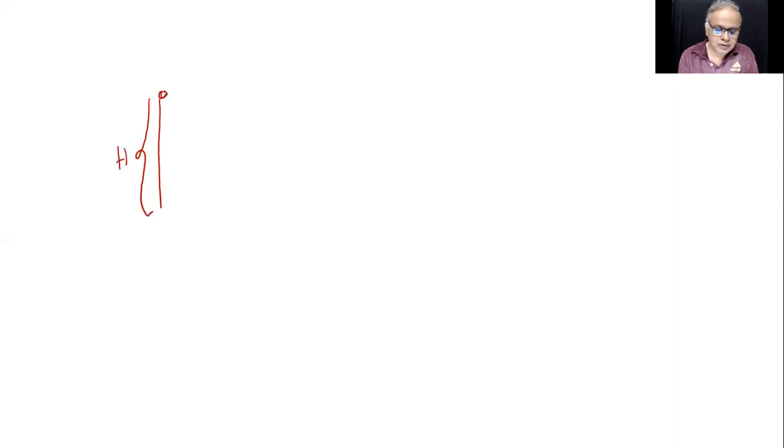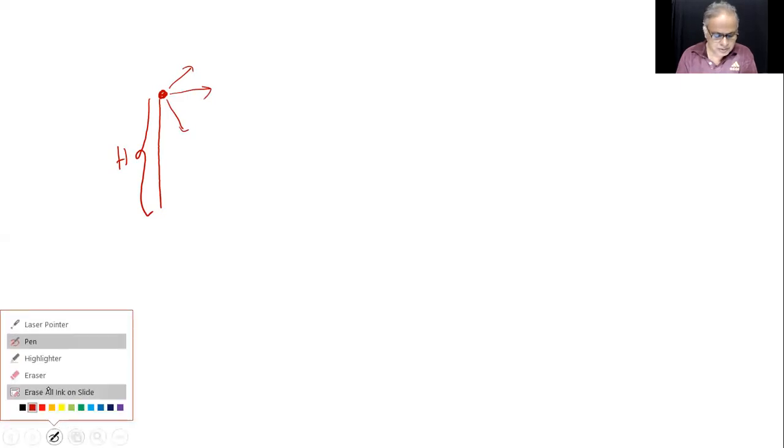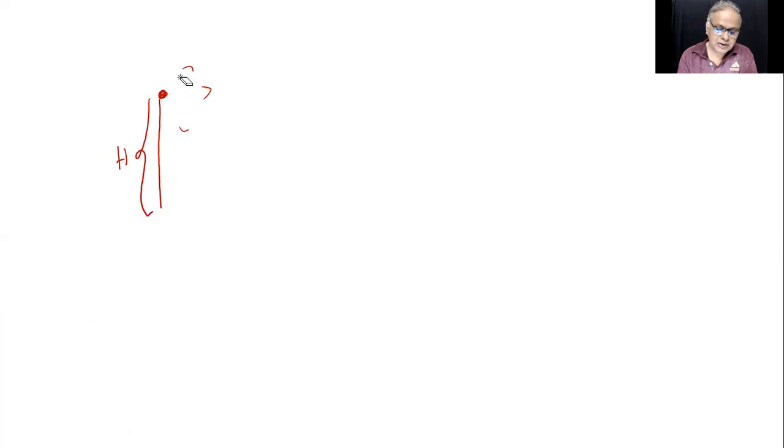From here, throw a ball. You can throw it in many ways. You can throw it like that. You can throw it like this. You can throw it simply horizontal like this. So these three cases become three kinds of projectiles.